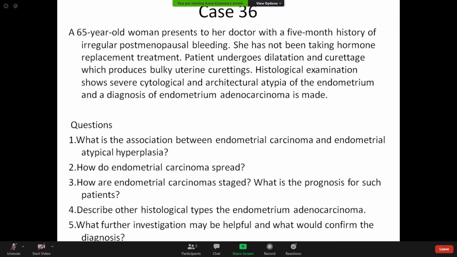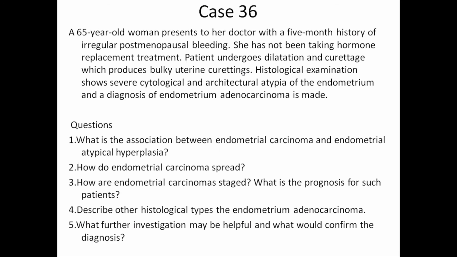Number 3, how are endometrial carcinomas staged? What is the prognosis for such patients? Stage one explains four stages: dysplasia type 1, 2, 3, and invasion. In this case, severe cytological and architectural atypia, and maybe invasive, fourth stage, invasive.